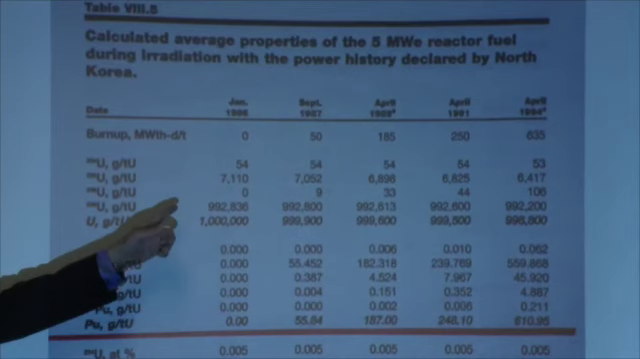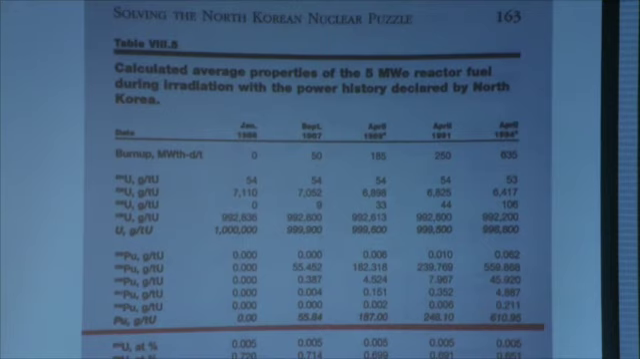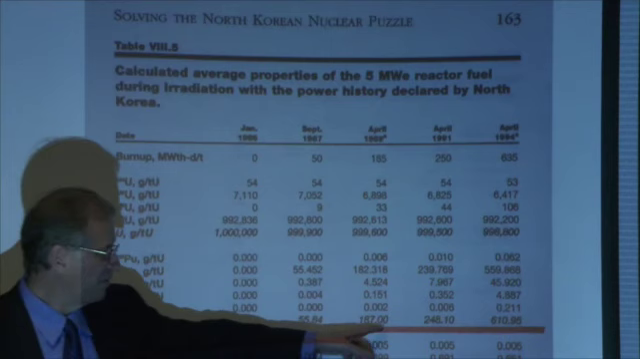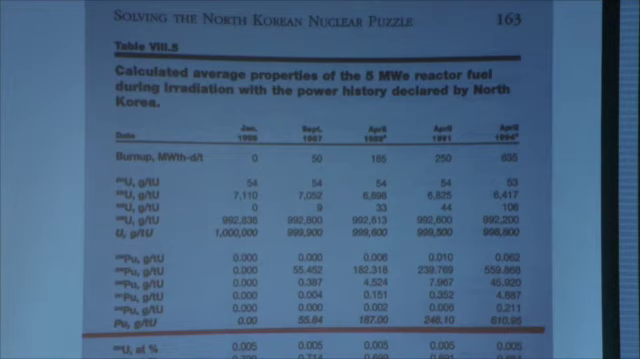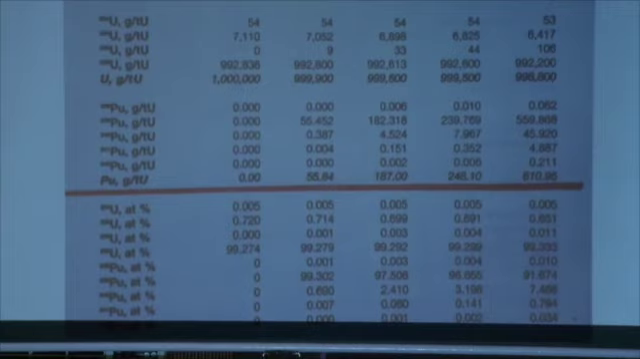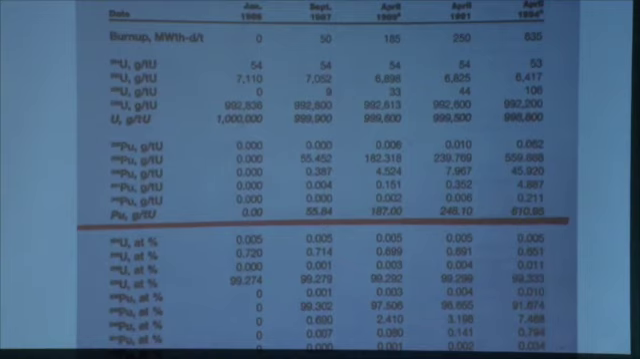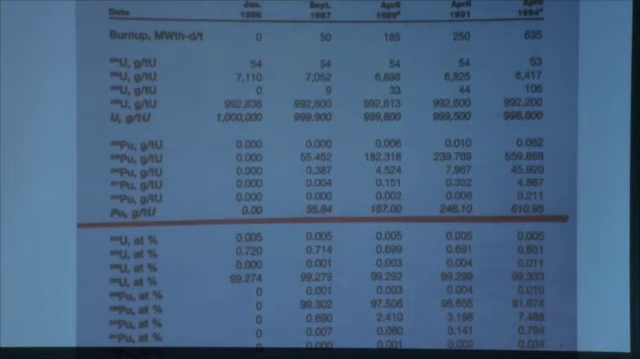And the fuel, in this case, is left in there until April of 1994. So it's left in there for 8 years. And you can see that the plutonium builds up fairly slowly. This is the amount of plutonium, in this case grams per ton of uranium. So if you wanted to know the amount in the whole core, you'd multiply it by 50. So if it's 610 times 50, in April 94 that would be 30.5 kilograms of total plutonium.